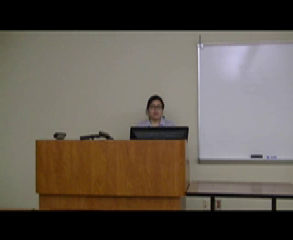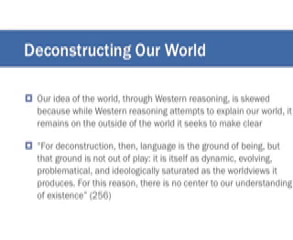Deconstruction theory can also be applied to the world around us. Our idea of the world through Western reasoning is skewed because while Western reasoning attempts to explain our world, it stands on the outside of the world and seeks to make it clear. Western philosophy only explains Western philosophy. It excludes other cultures and others, leaving just a pigeonhole view. Western philosophy can also be weakened due to it being a mere concept, much like language. Philosophy is in a constant state of metamorphosis.